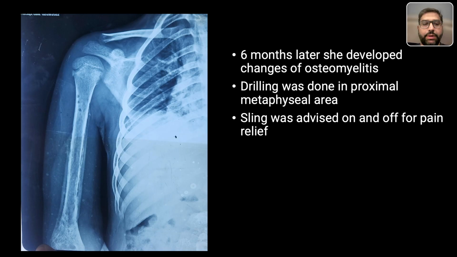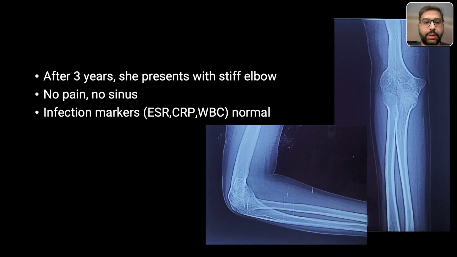The next available record was that 6 months after her initial presentation to the hospital, she underwent surgery for osteomyelitis of her right humerus, for which debridement and drilling were done in the proximal metaphyseal area. Then a sling was advised for on and off pain relief. Next, please. After 3 years, she presented with a stiff elbow. There was no pain and no infective sinuses, and her infection markers, that is ESR, CRP and WBC, were all normal. Next slide.